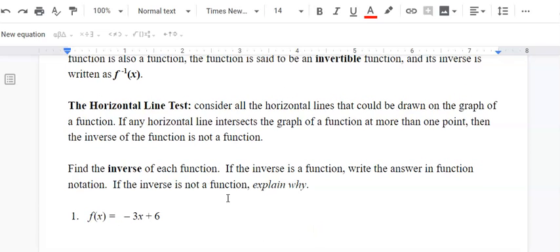And then finally, if a function's inverse is also a function, we call it an invertible function. So we will use that language too in some of the exercises.